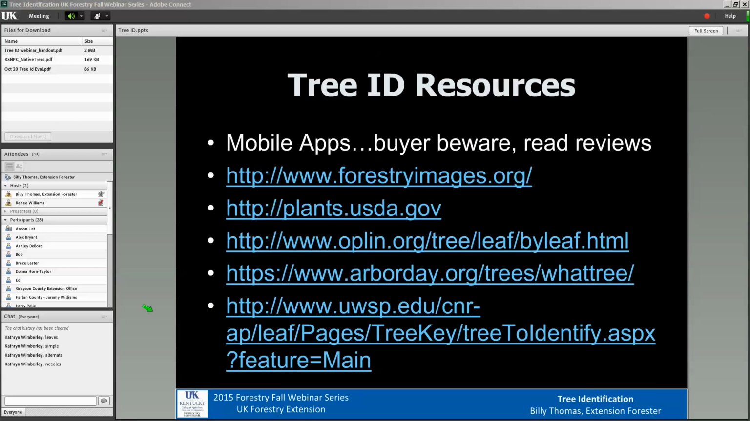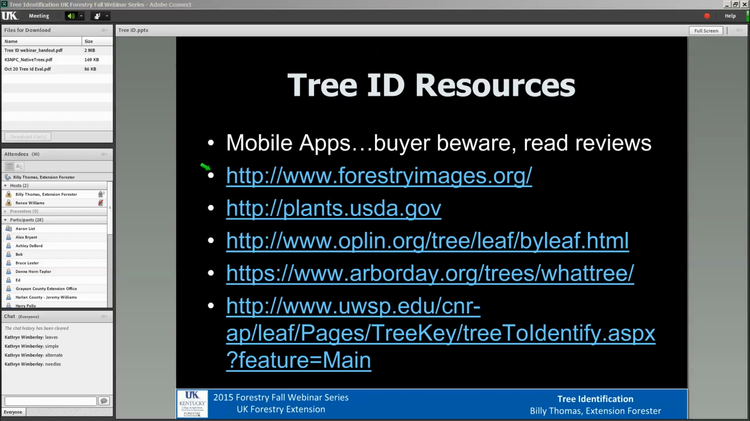Talk briefly about some of the ID resources. One of the common questions that I always get is about mobile apps, and there's certainly a lot of mobile apps out there, and you may have found some that you really like, and that's great. I would encourage you to read the reviews on those. A number of those apps out there, I've heard bad things or read bad reviews on them. Personally, I don't use them, but if you're going to pay for one, I would check out the reviews on it before I made that purchase.